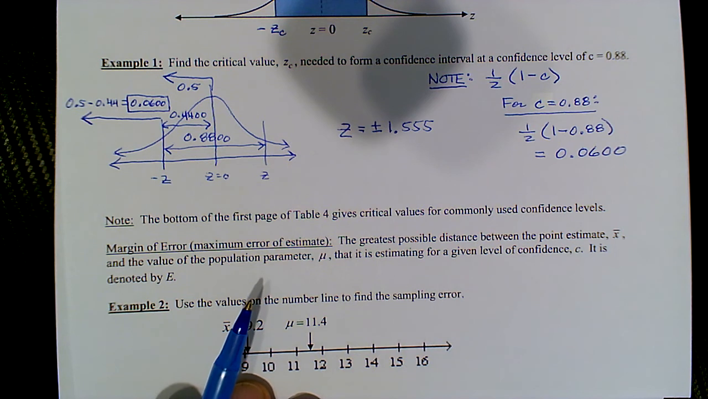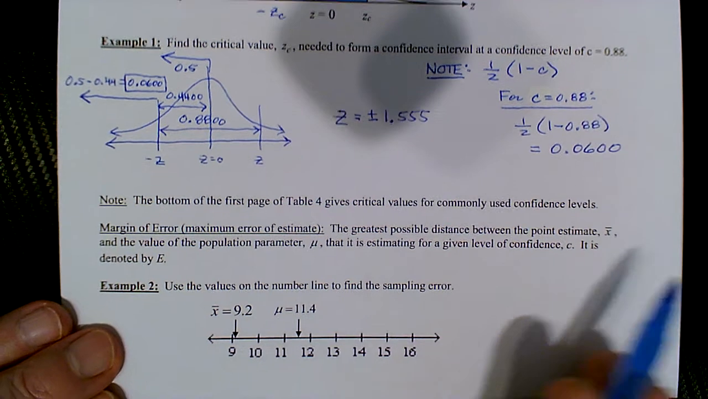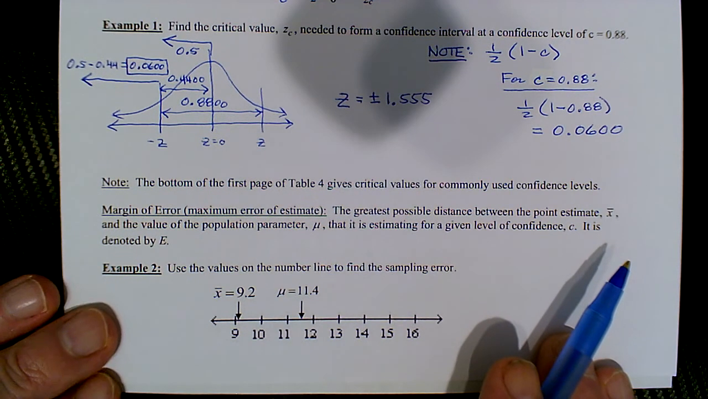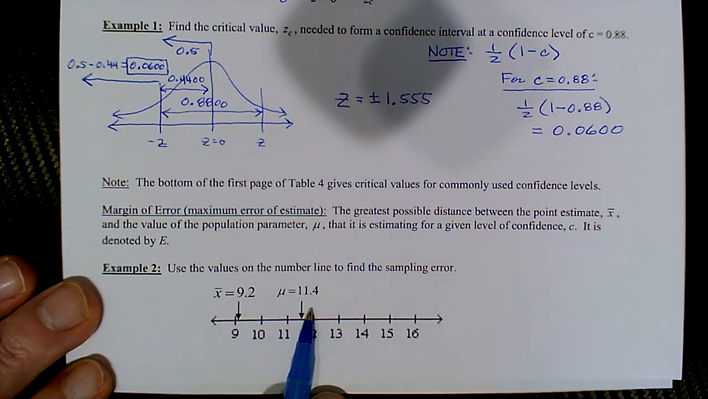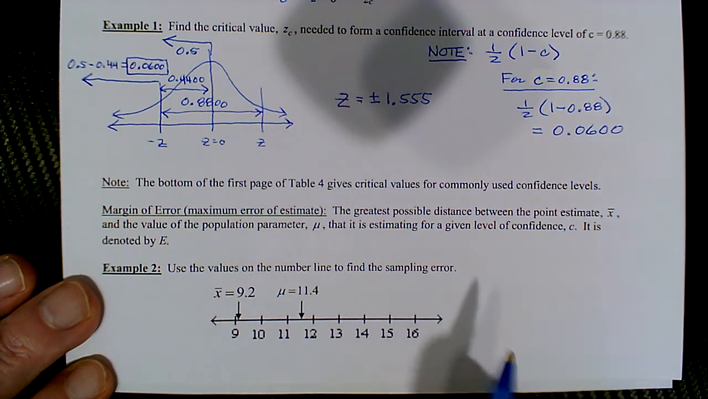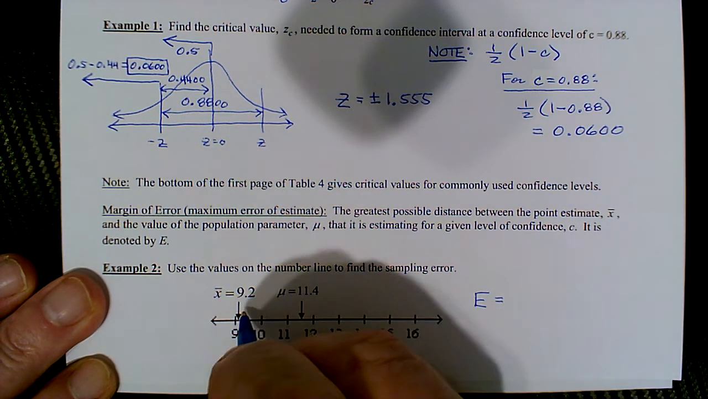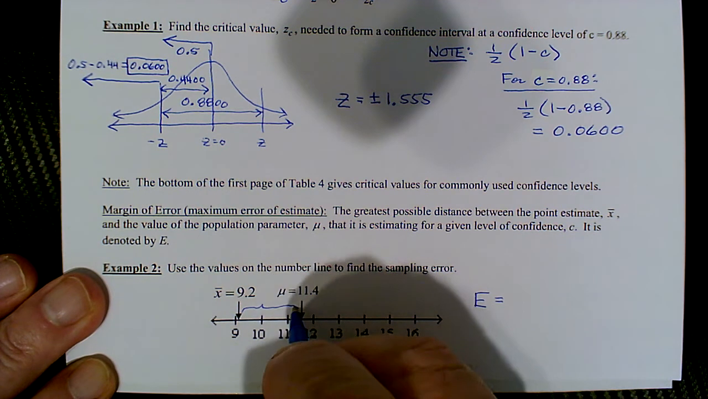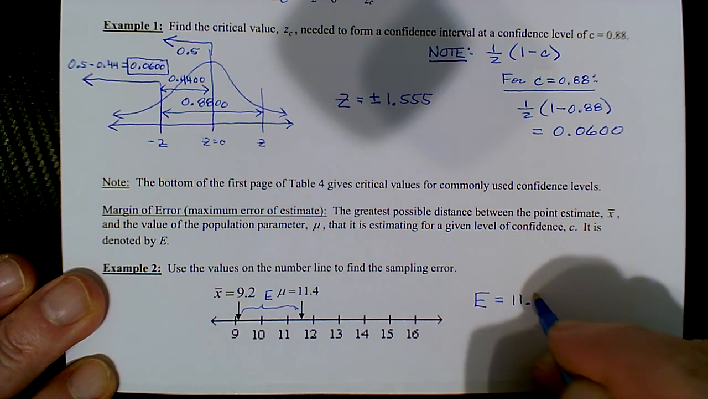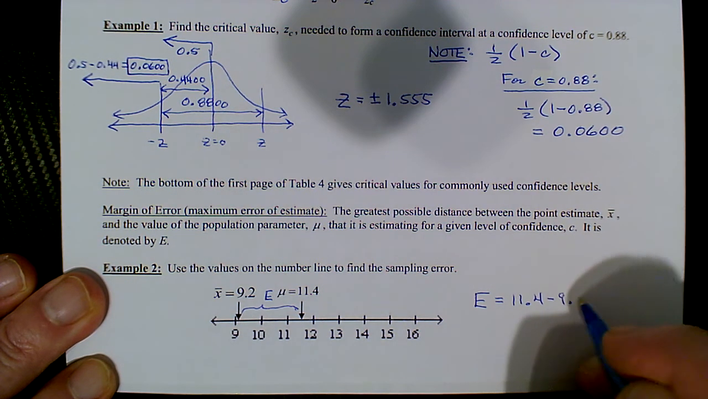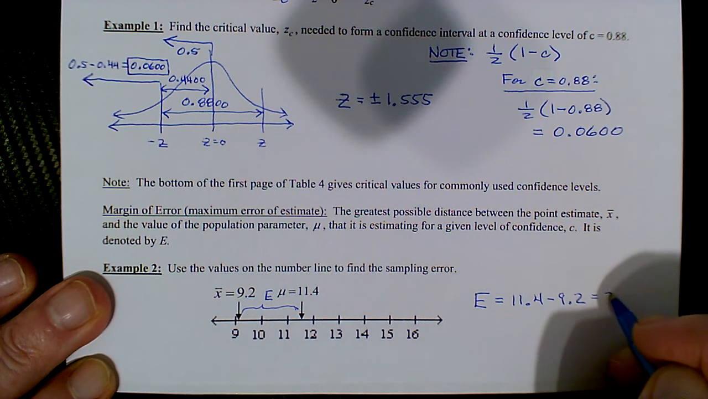So when we talk about the margin of error, that's the greatest distance from the point estimate to the population mean. So here's a number line, and it says find the sampling error. So we denote that by E. So that's just going to be the difference between, this is basically E, right? So the difference, let's say, between the mean of 11.4 and the sample mean of 9.2. So we get 2.2.